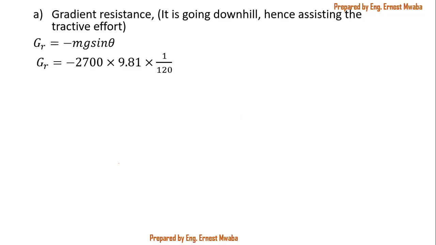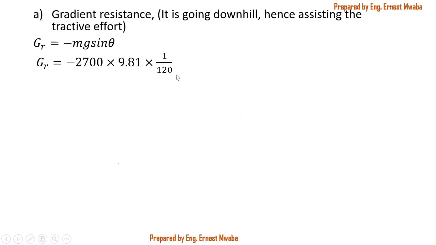So with that in mind, this is just mg sine theta. Mass is 2,700, g 9.81. Then sine theta is 1 over 120. Again, when you look at 1 over 120, it represents the whole unit as sine theta. If you want to substitute for theta, it means you have to calculate for theta. You say theta is equal to sine inverse of 1 over 120. Get the angle and substitute there.